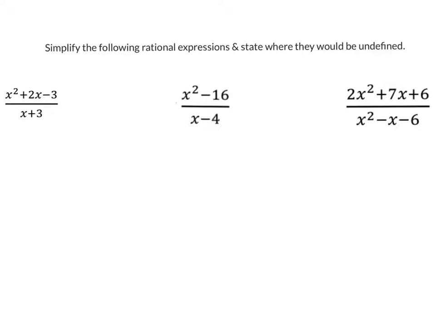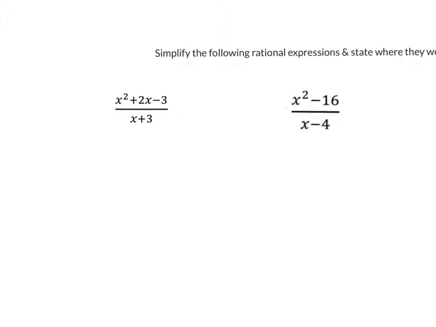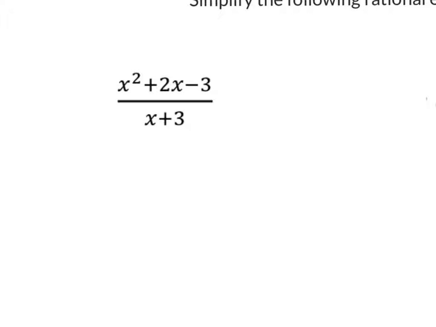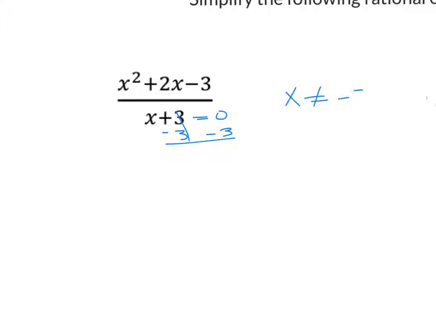In this part of the video, I'm going to talk about simplifying rational expressions and stating where they're undefined. The easiest thing to do first is finding out where a fraction is undefined. So I'm going to do that first by setting the bottom equal to 0, subtracting 3, and I find out that x cannot be -3. So that's my undefined value.